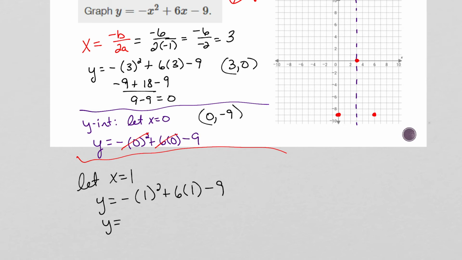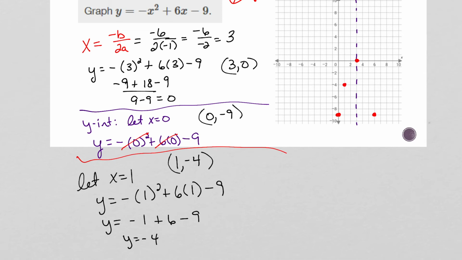y is equal to -1 plus 6 minus 9. -1 plus 6 is 5. 5 minus 9 is -4. So whenever x is 1, y is -4. So let's go put a dot at 1, -4, which is right here.